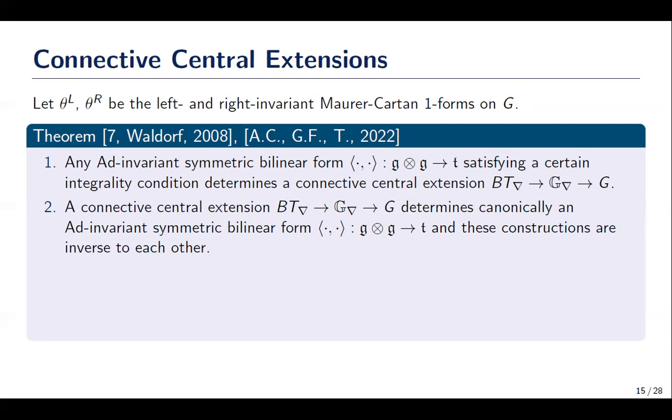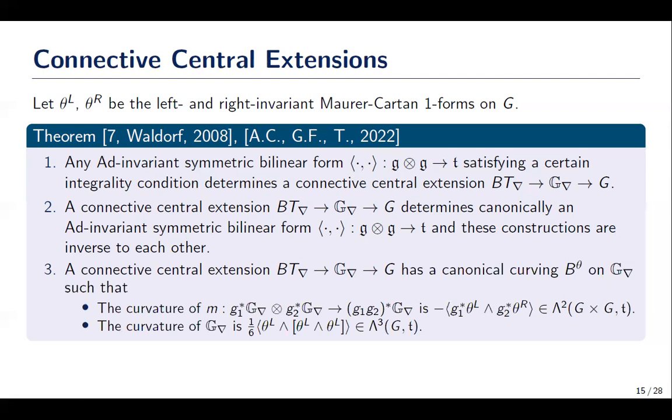And the way to interpret this is that the corresponding quadratic Lie algebra is the current algebroid associated to this principal bundle over a point. And the last part of the theorem says that just with the data of the connective central extension, there's a canonical curving on this connective central extension, on this Chern. And this curving satisfies, so its behavior with respect to the group operation is very nice.